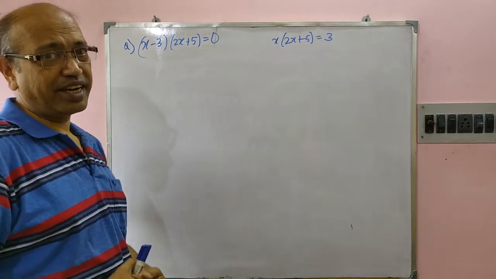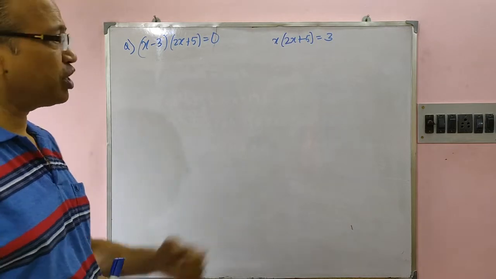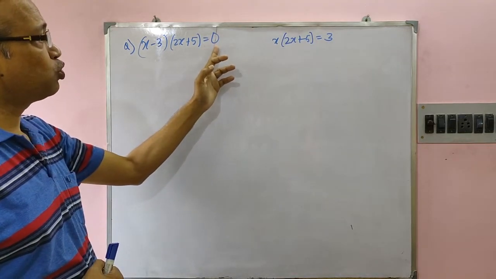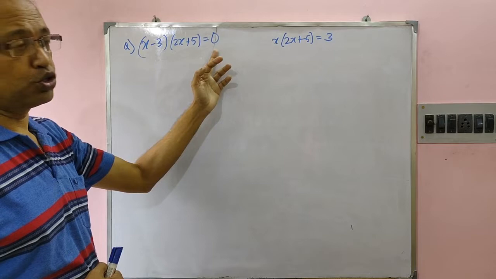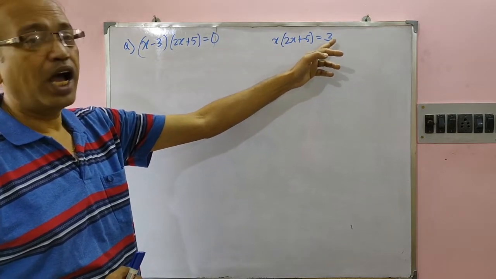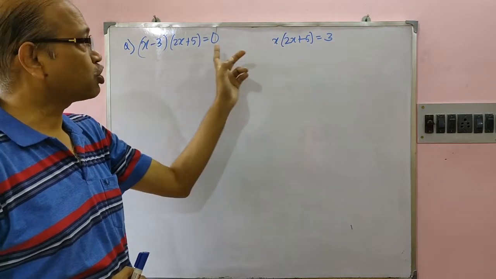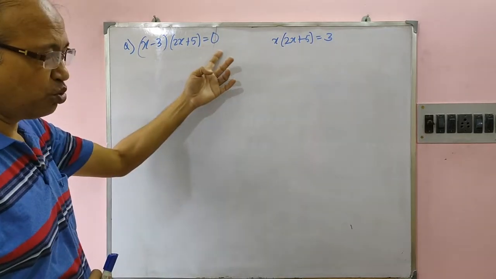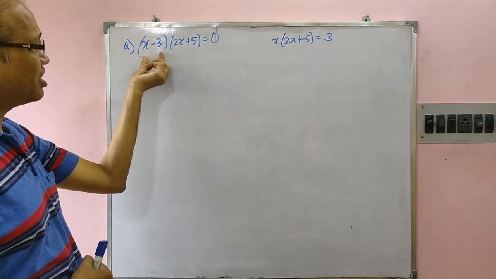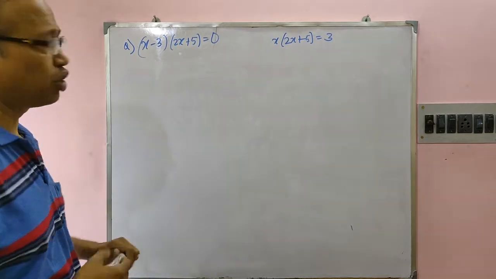In my last class I said quadratic equation means it is always equal to 0. It has to be equal to 0. It cannot be equal to another number. It has to be always equal to 0, and when it is equal to 0 we say either this is equal to 0 or this is equal to 0.